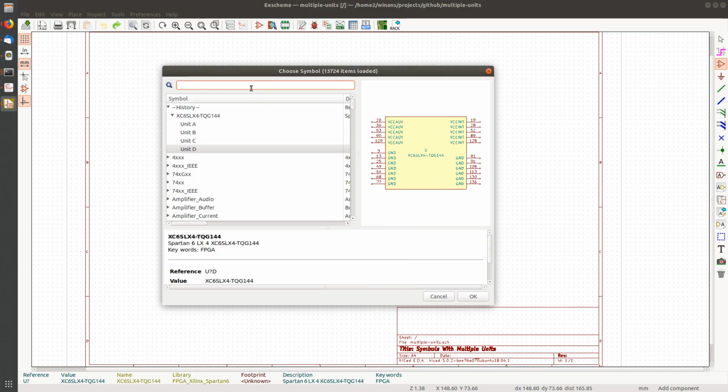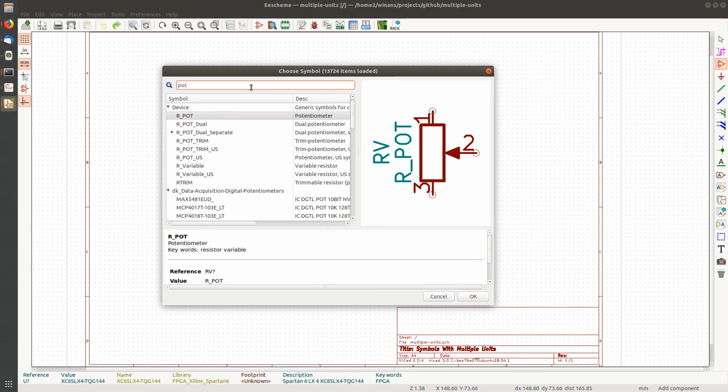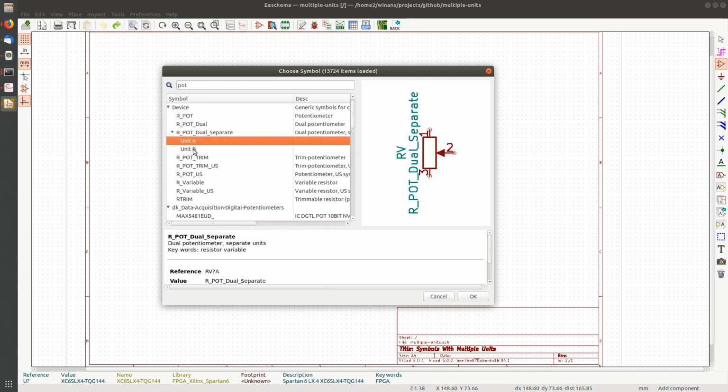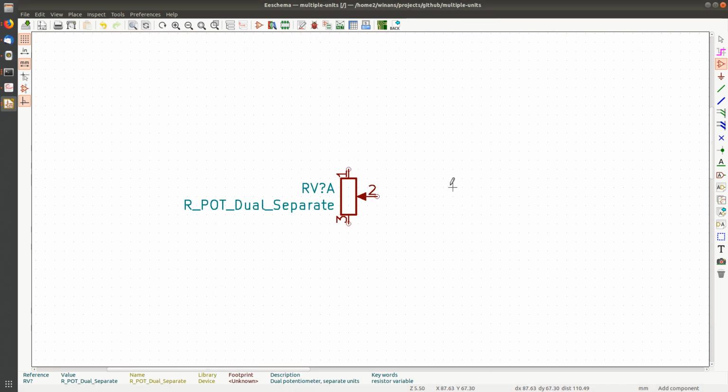Okay, so when we do that, let's go look for a potentiometer. All right, here we go. Here is a library cleverly called device that has devices in it. Here is a dual ganged pot with 6 pins. And you'll notice right next to it, there's a little arrow. So this is a multi-unit version of the same design. There's one where they're all one single physical symbol. And here's one where you have unit A and unit B completely independent of each other. Let's put them both down here, unit B.